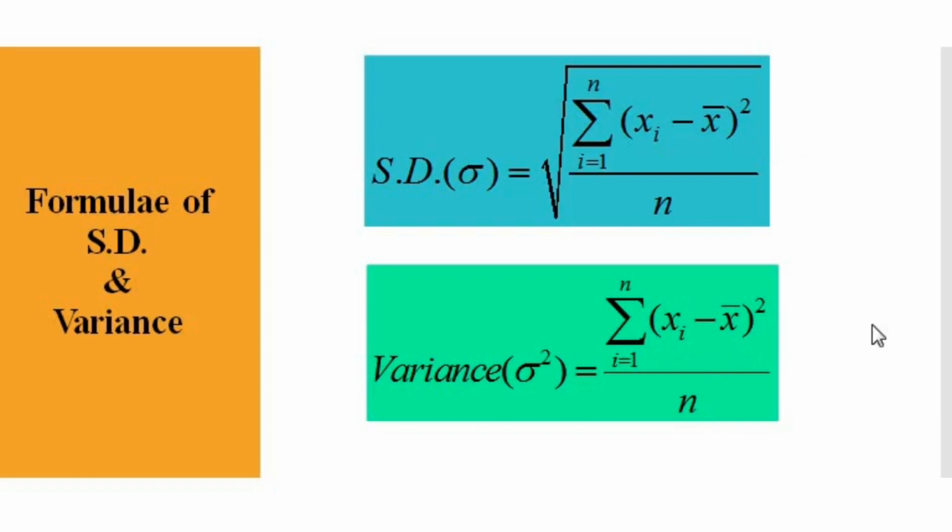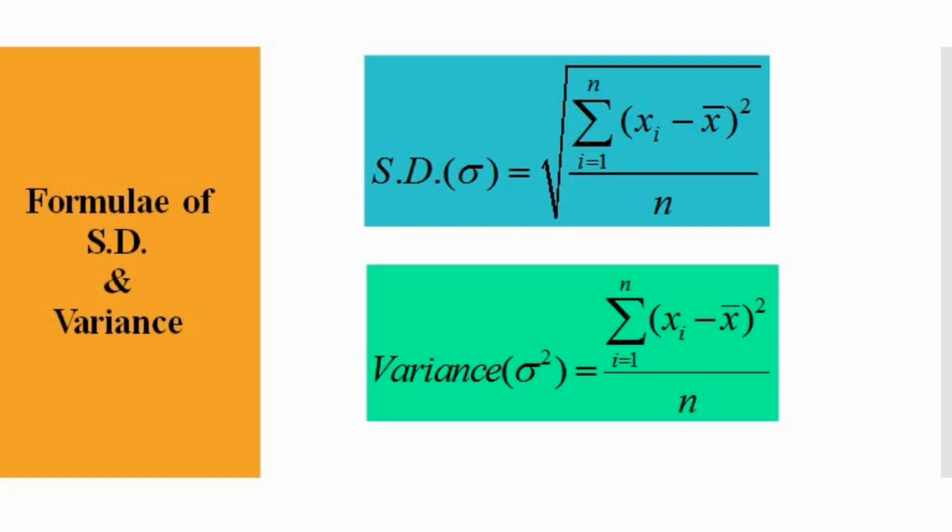This is the difference between standard deviation and variance. The standard deviation is the positive square root of the mean square deviation, and the variance is the square of the standard deviation. That is the difference between standard deviation and variance.